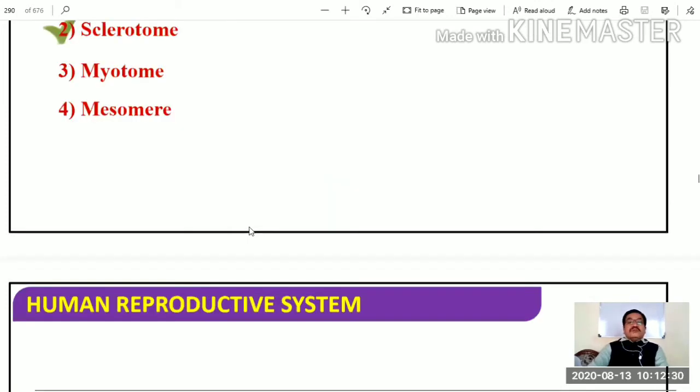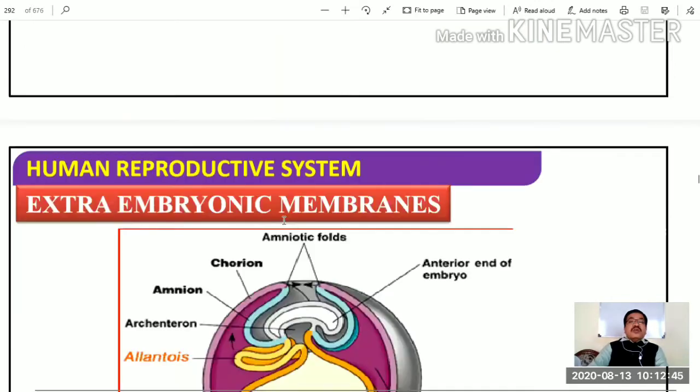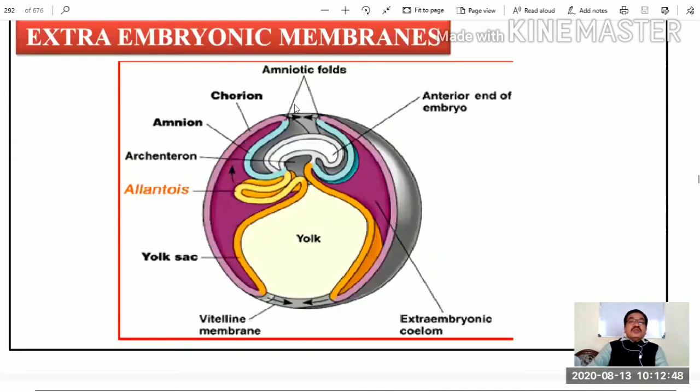Then the extra-embryonic membranes. So not only do the embryonic membranes develop, but there is also extra-embryonic development which has a particular function. So we will see here the extra-embryonic membranes. This is the amniotic fluid, this cavity is filled with amniotic fluid, and on the sides, this is the outermost layer, which will be called the chorion. So the chorion is the outermost layer.